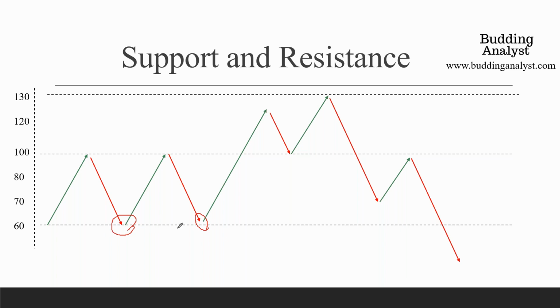So what we know is that this area is our support area, right? But when it went high, this level is our resistance level, 100, right? So the price is not going below 60, and the price is not going above 100. So 60 is our support level, and 100 is our resistance level, right? If it's easy, just write yes.